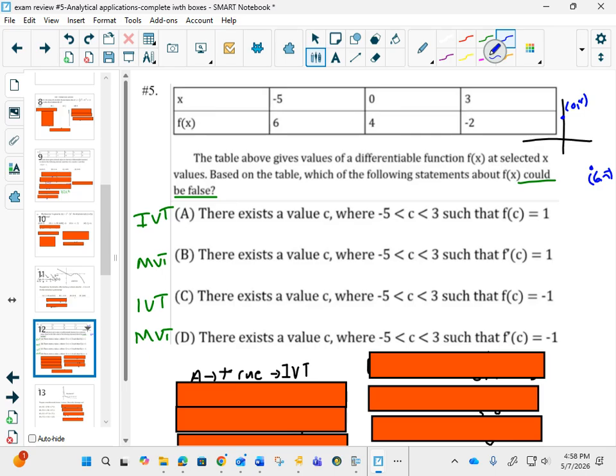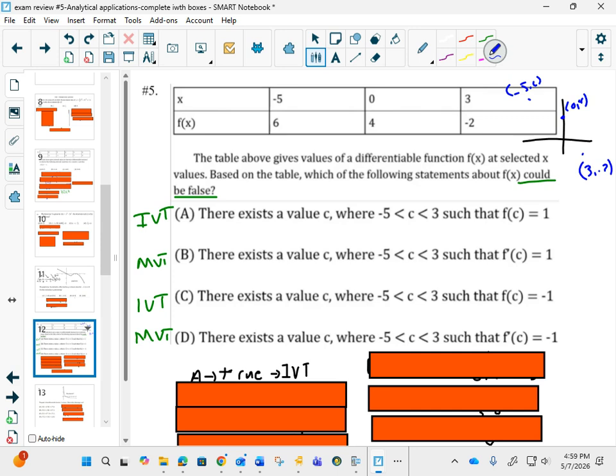And I've got 3, negative 2. Oops, negative 5. Oh, there we go. I crossed that. Negative 5 comma 6, sorry. Negative 5 comma 6, starting there, 0, 4, and then I've got 3, negative 2. And all of those points have to be connected by some graph. I don't know what that graph is.